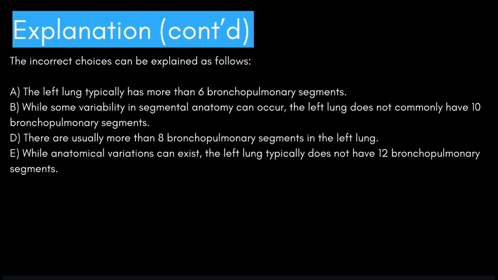The left lung typically has more than 6 bronchopulmonary segments. It has 9. While some variability in segmental anatomy can occur, the left lung does not typically have 10 bronchopulmonary segments. It has 9. There are usually more than 8 bronchopulmonary segments in the left lung. As stated earlier, it has 9. While anatomical variations can exist, the left lung typically does not have 12 bronchopulmonary segments.